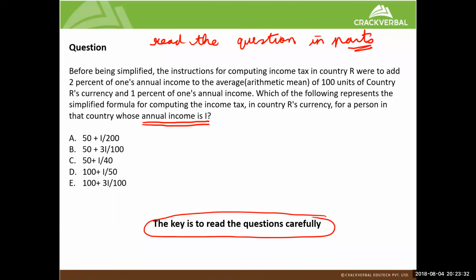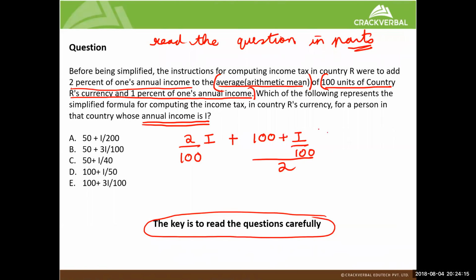Now, the question says the instructions for computing income tax in country R were to add 2% of one's annual income. Stop there. So 2% of one's annual income would be 2 by 100 I. Add this to the average of 100 units of country R's currency and 1% of one's annual income. Remember, this average applies to these two quantities. So 1% of one's annual income would be I by 100, and the average of 100 plus I by 100 would be divided by 2. So this is exactly what the question is asking me to find out.